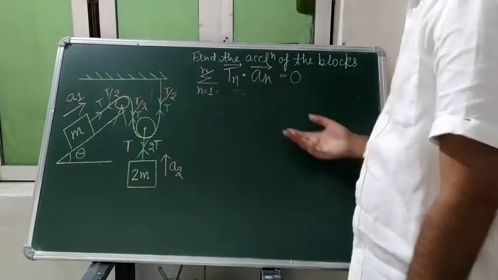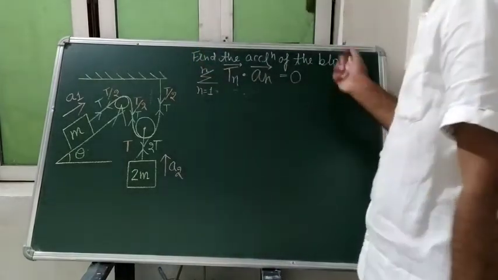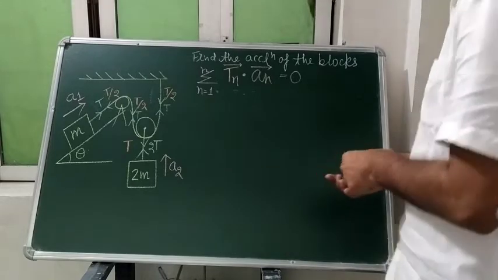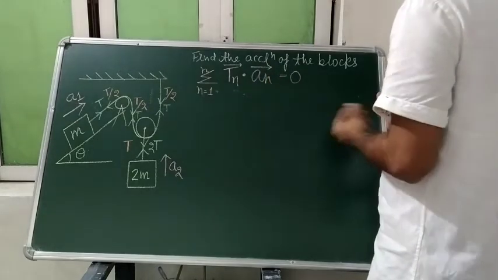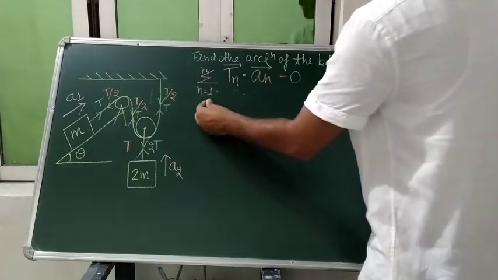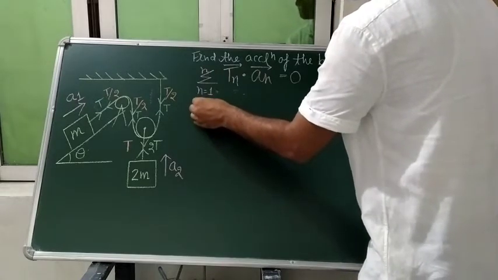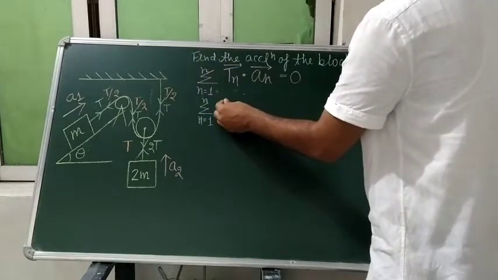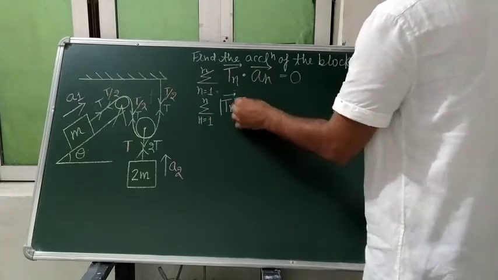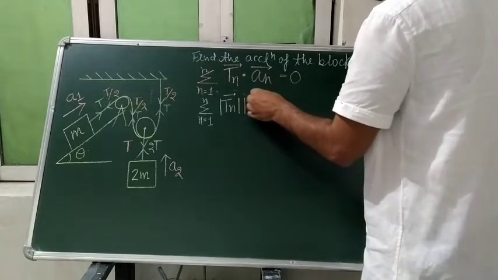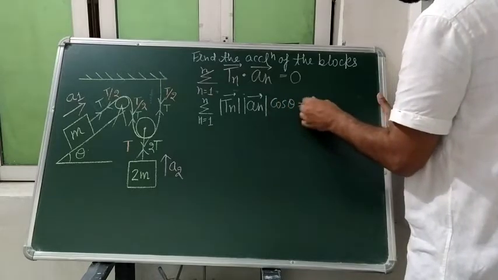Of course, students, here we are applying the short trick. That short trick will tell us that the sum of all the dot products of tension vector and acceleration vector should be equal to 0. And when you remove the dot sign, what will you get? You will get the magnitude of the tension vector multiplied by the magnitude of the acceleration vector times cos theta, that should be equal to 0.